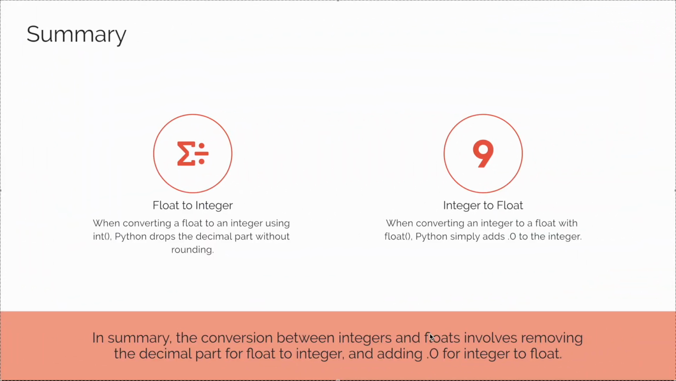So to summarize, when we convert a float to an integer using int(), Python drops the decimal part without rounding. And when we convert an integer to a float with float(), Python simply adds 0.0 to the integer. And that's it for today's basics in Python. We covered variables, numeric data types, basic math operations, and how to convert between integers and floats. These are fundamental concepts, and knowing them will give you a strong foundation as you continue learning Python.